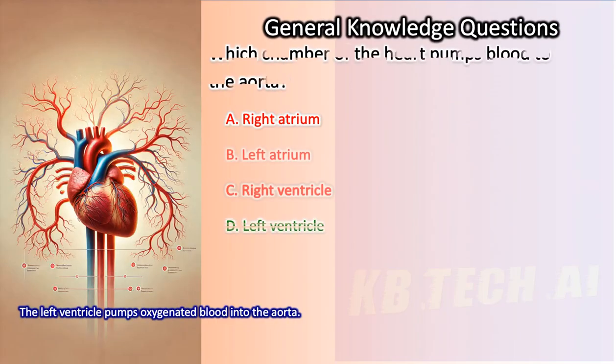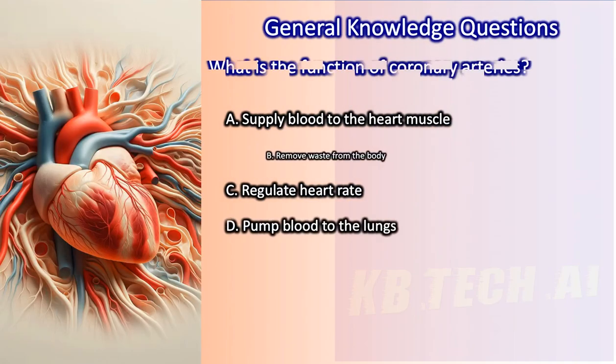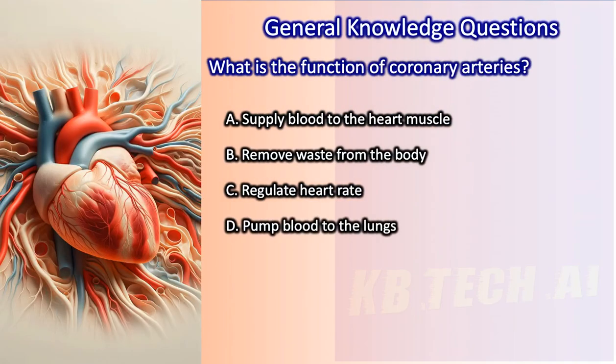The answer is Option 4. Left ventricle. What is the function of coronary arteries? Option 1. Supply blood to the heart muscle. Option 2. Remove waste from the body. Option 3. Regulate heart rate. Option 4. Pump blood to the lungs.